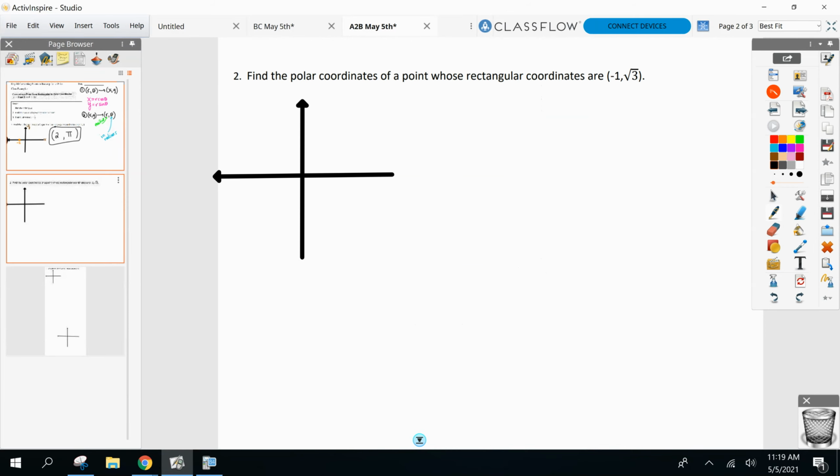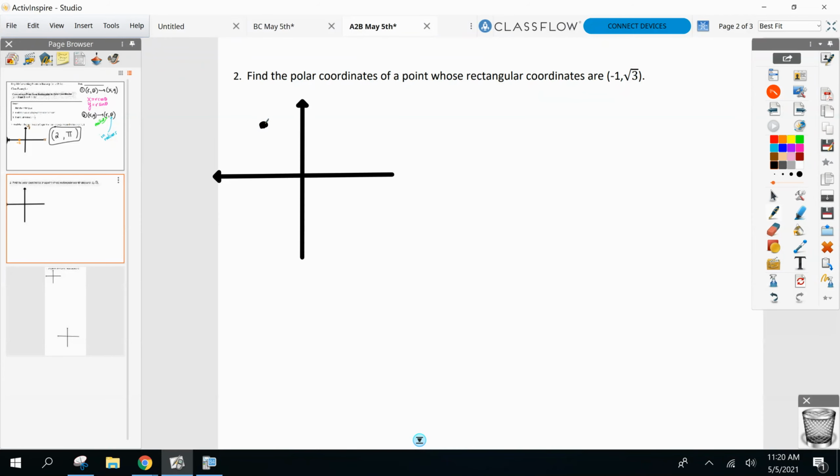-1 radical 3. So everyone go ahead, graph your XY axes for me. Can anybody tell me what quadrant this is going to be in? -1 on the X, positive radical 3 on the Y. What quadrant am I going to be in? Quadrant 2. Good. So just put a point in. It doesn't have to be precise, everyone. Just put a point in quadrant 2 for me.